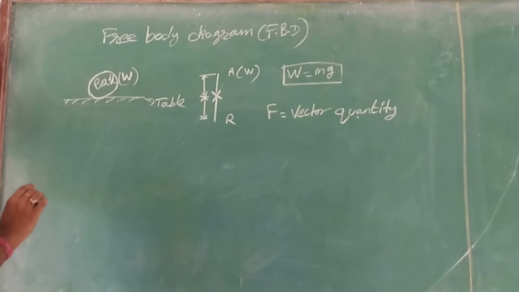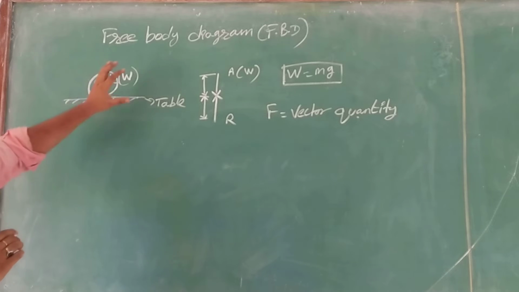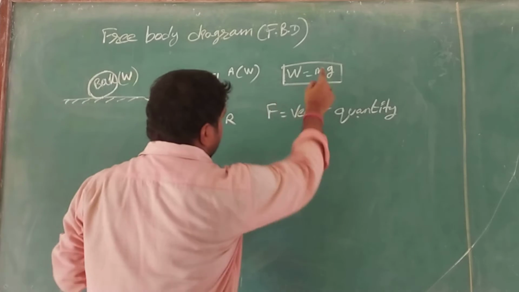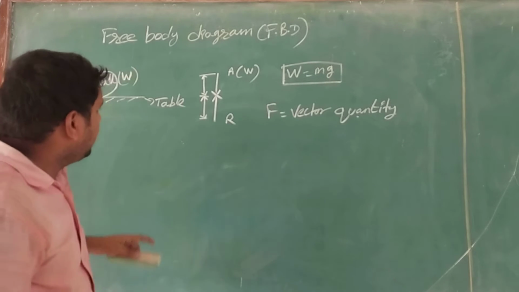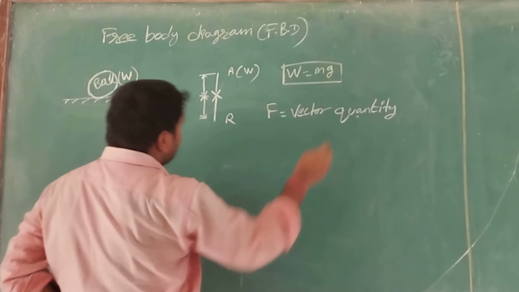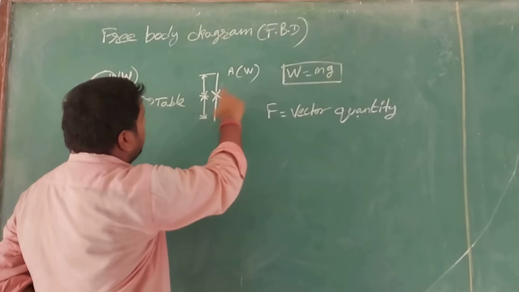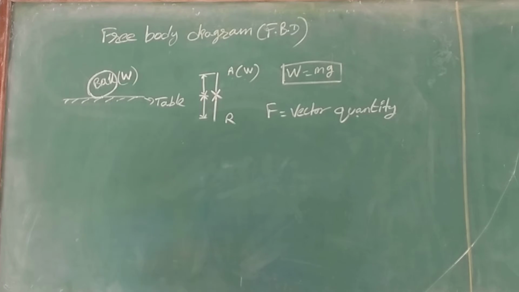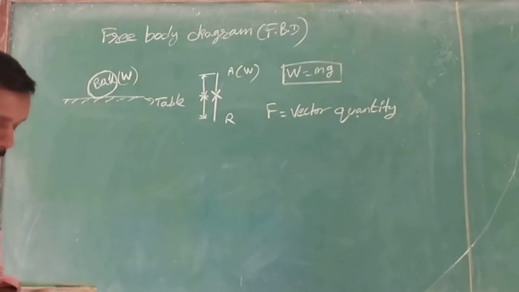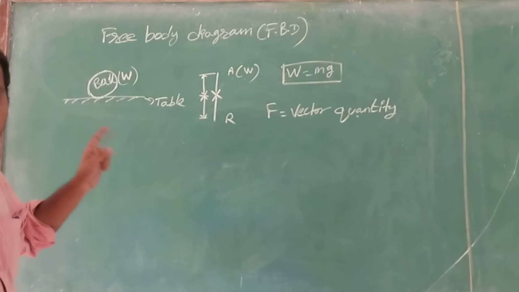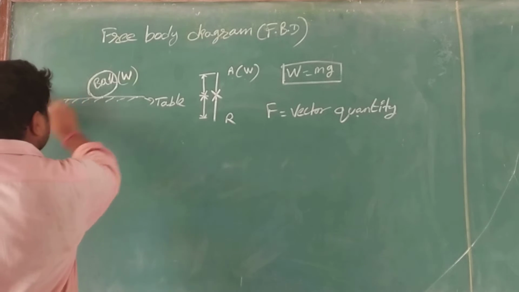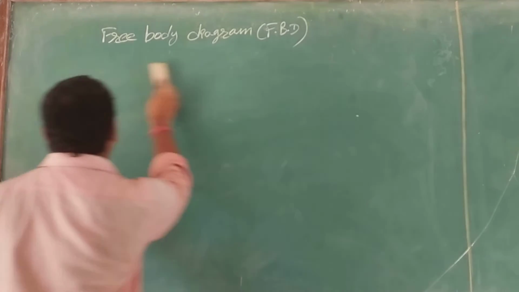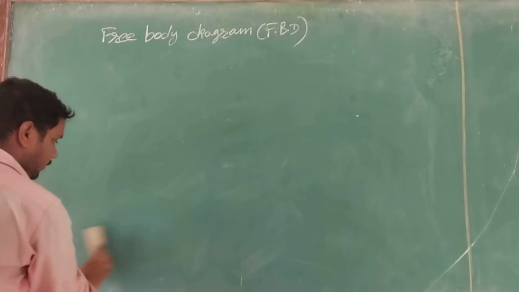Now, let us take a few more examples of this free body diagram. And remember that weight W is equal to m into g and force is a vector quantity. Then the magnitude of this weight or action should be equal to this reaction. Now let us take a few more examples of this FBD. Let us draw in the form of a table. That will be good for you.